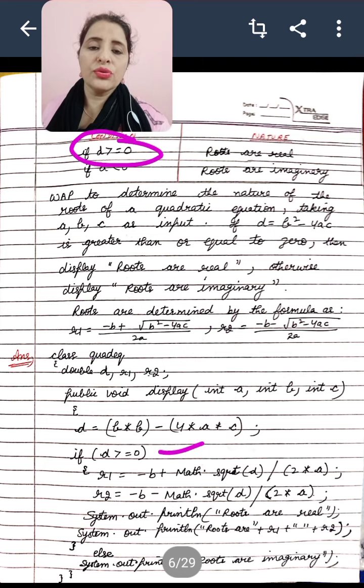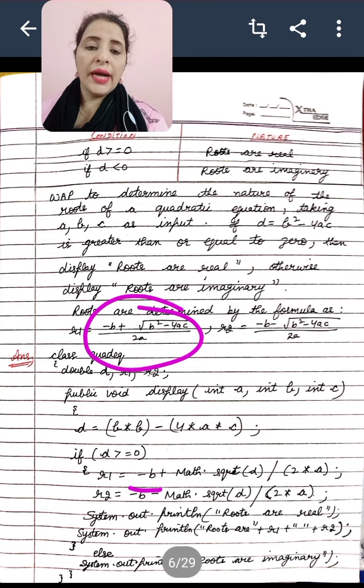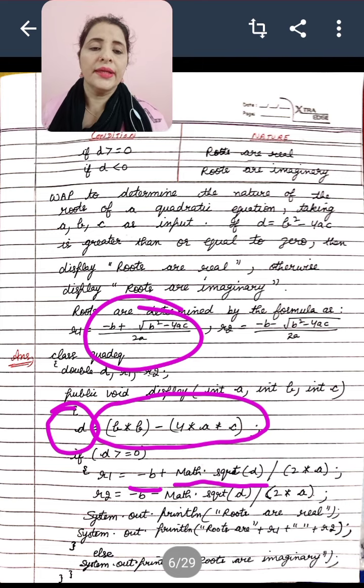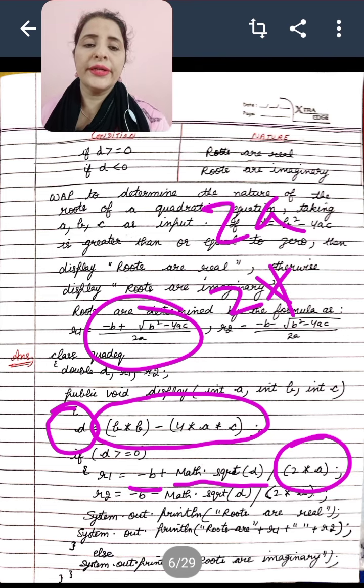Now how do we display these roots? We cannot write like this as we are writing in mathematics. Here we have to write minus b under root b square minus 4ac, that b square minus 4ac we have named as d. So here we can write under root d, but under root we cannot put, we have to write Math.sqrt(d), and then over 2a. You cannot write 2a in this form, you have to write 2 into a when you are writing in computers.